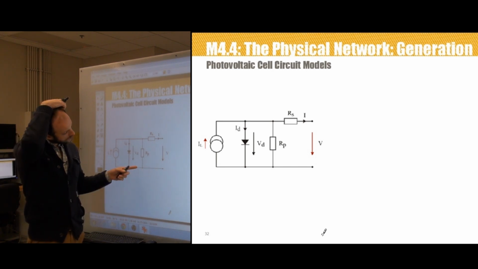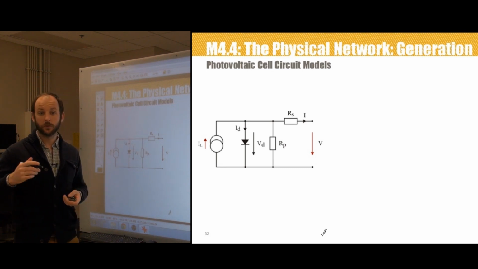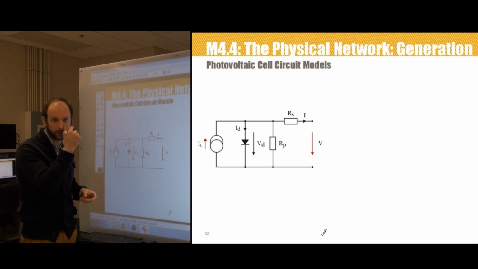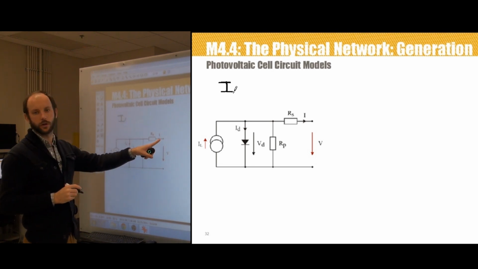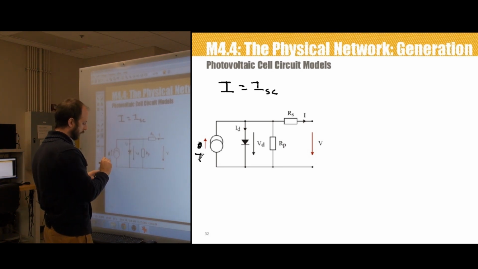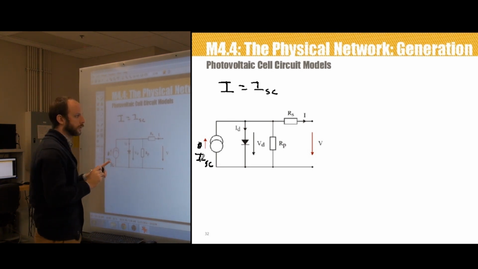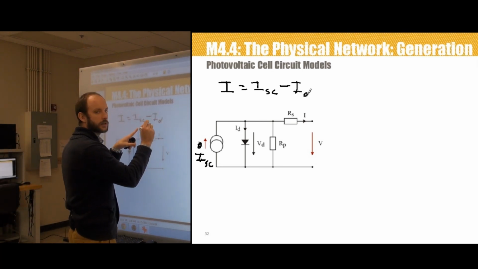So this is actually a fairly difficult equation to solve. I'm just going to give you the solution. The general solution for this is that the current flow to the load is equal to the short circuit current. Again, this should be ISC here. I'm not sure what happened there. I thought I changed those. Short circuit current minus reverse saturation current, I0.